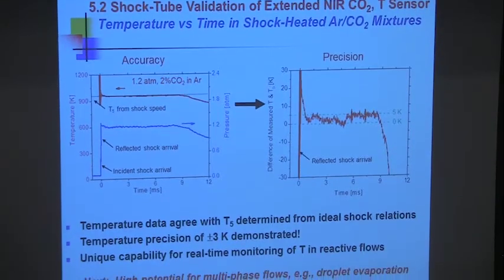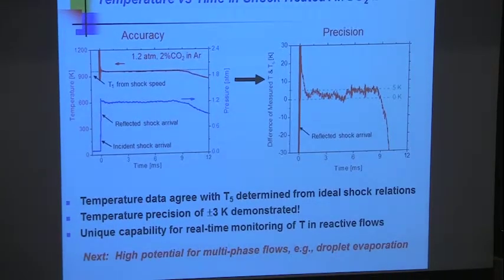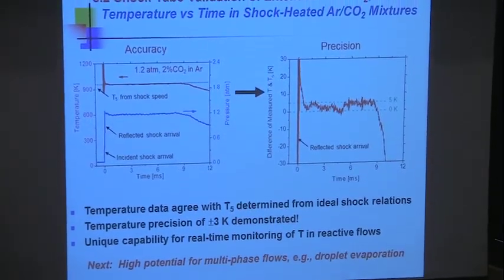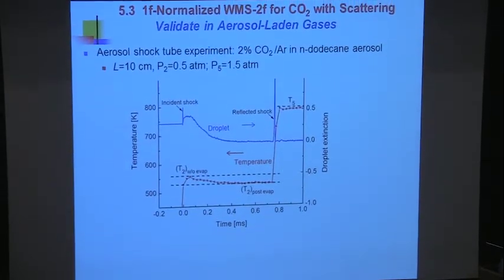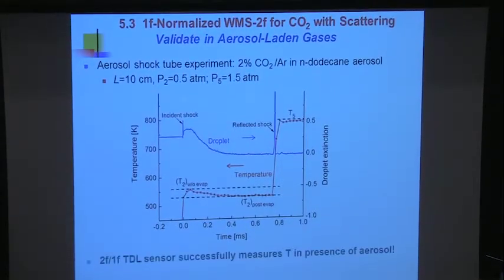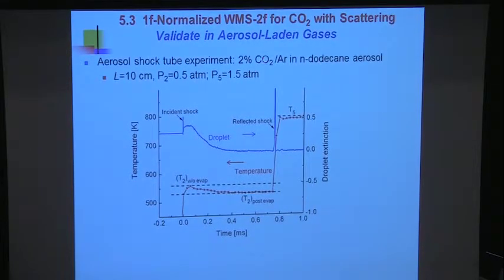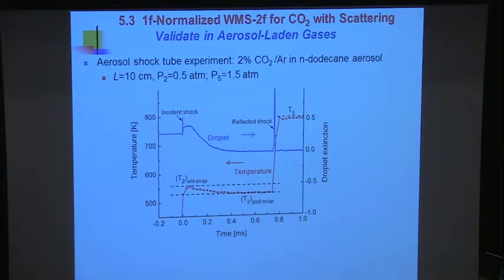We can now take that. And because we've used the WMS method, 2F over 1F, we can apply this to a multi-phase flow. I'm going to show you that example. So this is a case where we still have 2% CO2 and argon. But now we have a dodecane aerosol, so we have a fuel aerosol. A shock tube is filled with an aerosol of fuel, meaning small droplets. Now we're going to plot the extinction of the light as it passes through the droplet cloud.